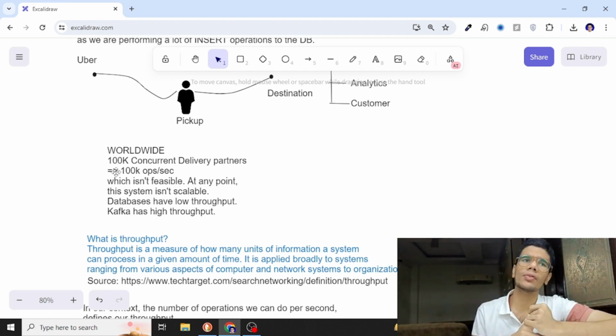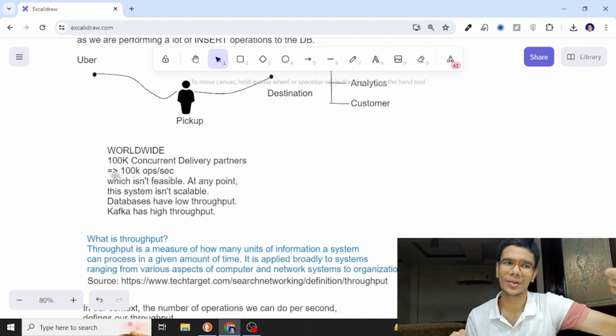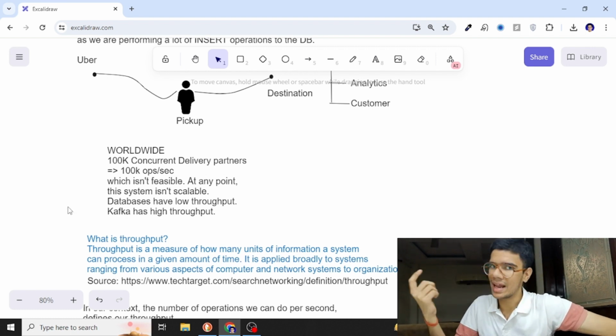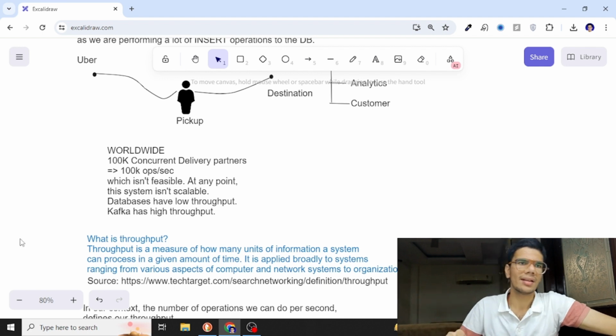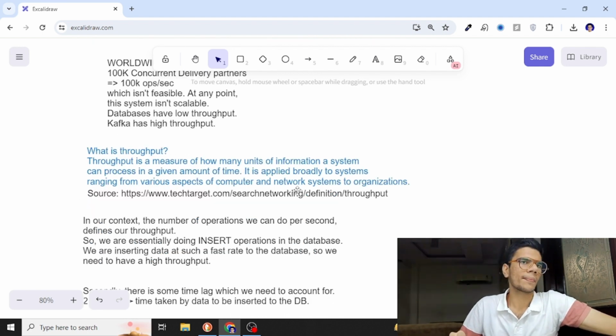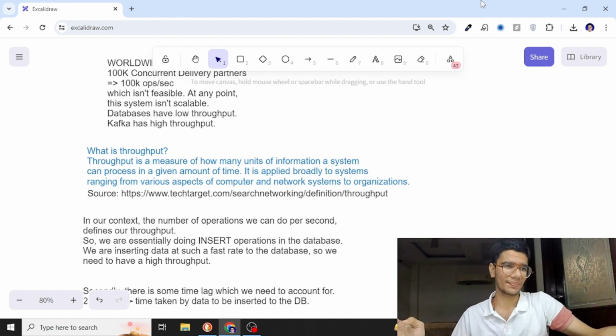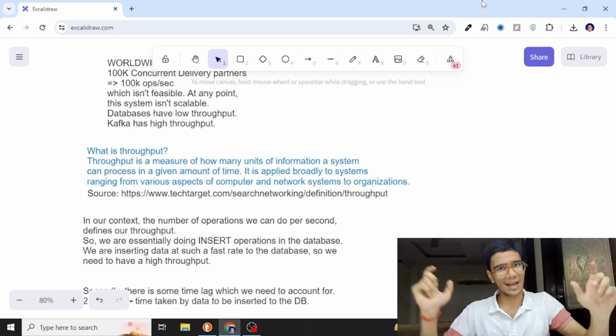Databases have a lot of problems with throughput. So databases have a low throughput and Kafka has high throughput. This brings forward another question, what throughput is. Throughput is a measure of how many units of information a system can process in a given amount of time. It is applied broadly to systems ranging from various aspects of computer and network systems to organizations. This source is TechTarget, and you can visit this link to study about this in great detail. However, in our context, throughput is the number of operations we can do per second. That defines our throughput. So ops per second is our throughput.